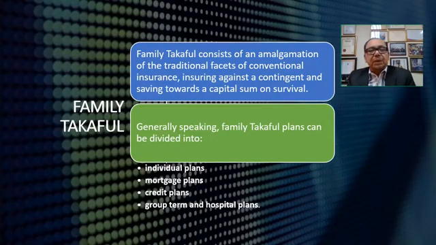Okay, well, here is the family takaful. I think I already explained more. Let's see what we have here. Family takaful consists of an amalgamation of traditional facets of conventional insurance, issuing against a contingent and saving towards a capital sum of survival. So the family takaful is almost the same as the conventional insurance. As I said, it's now what they are covered of. We already explained. Two, generally speaking, family takaful plans can be divided into two.